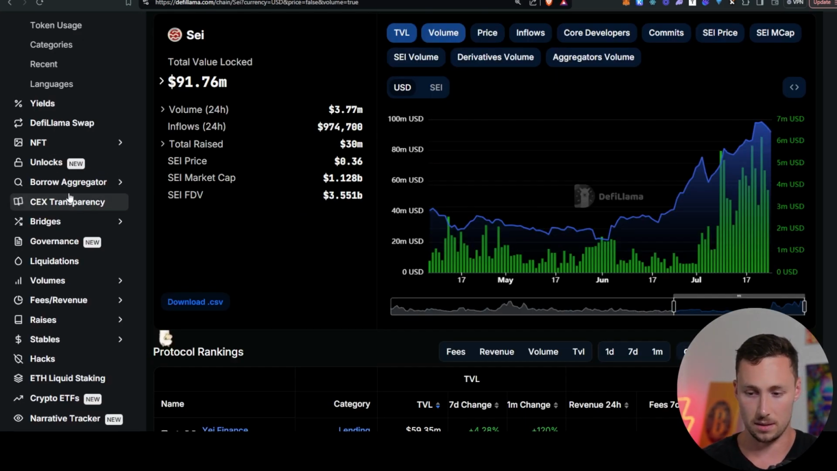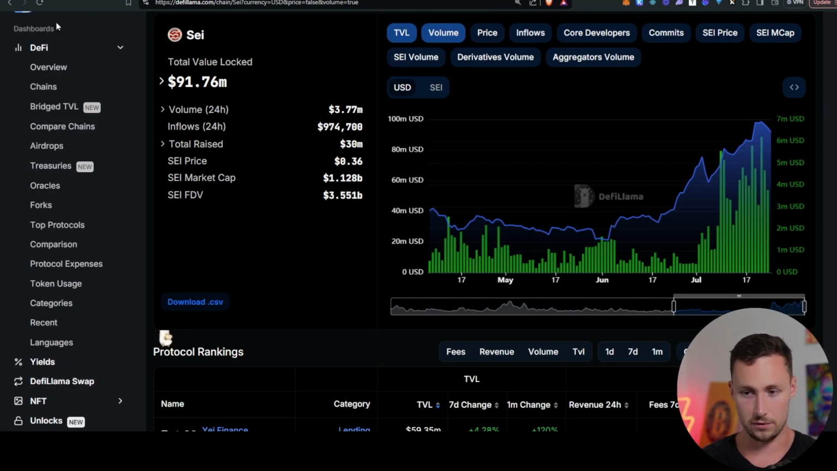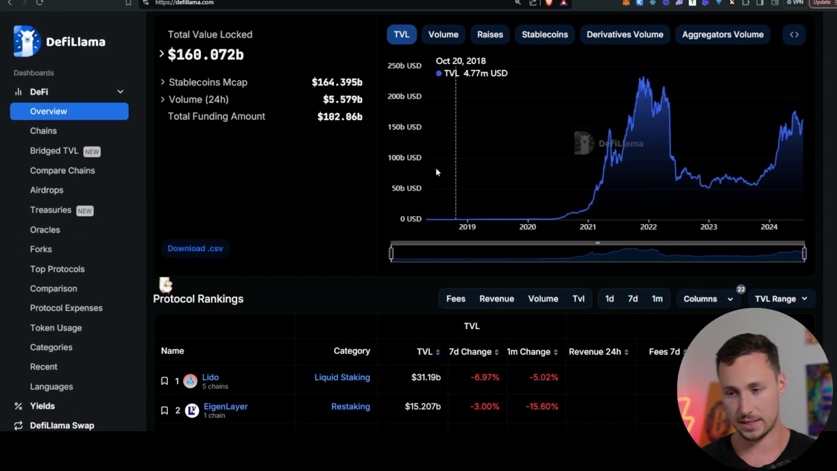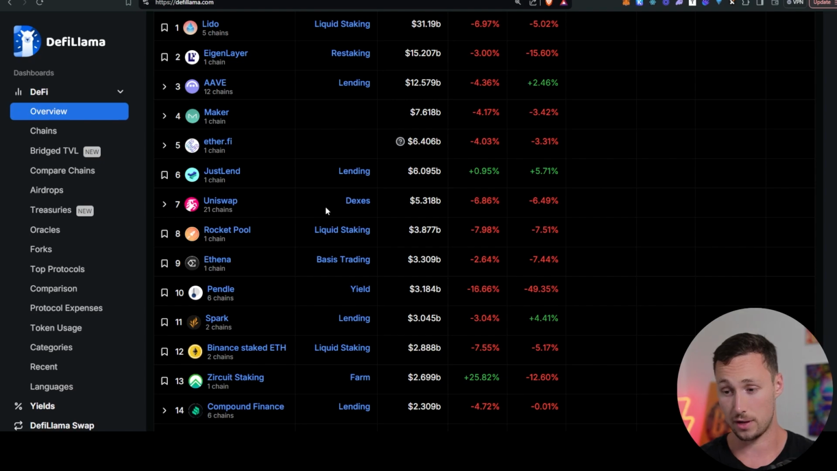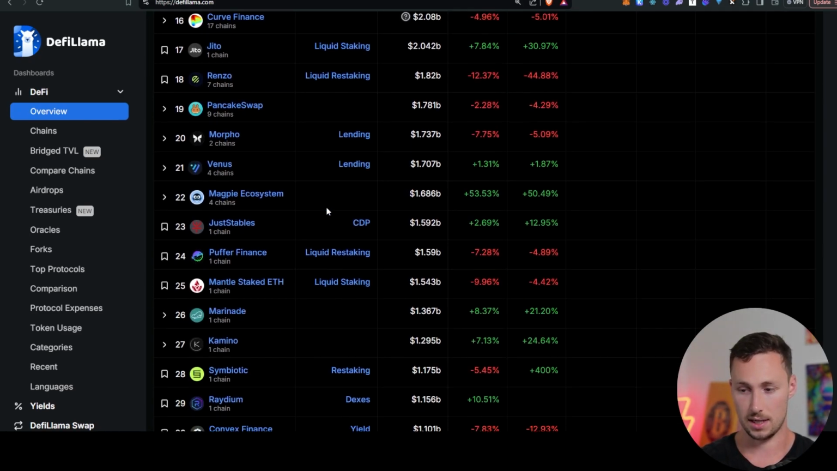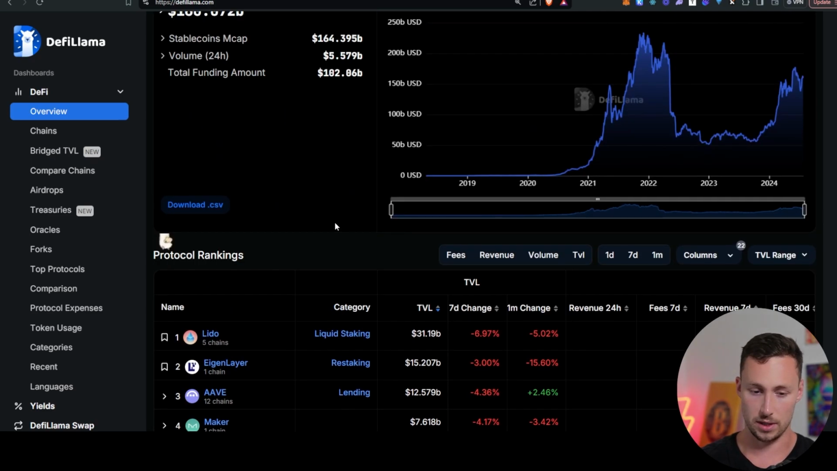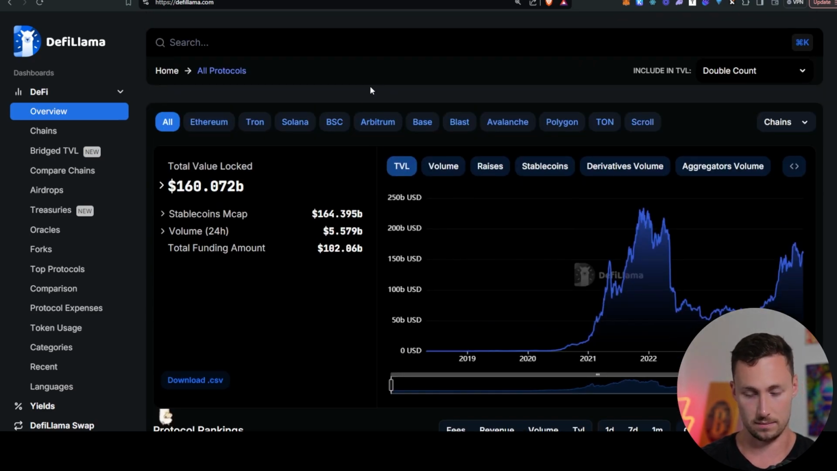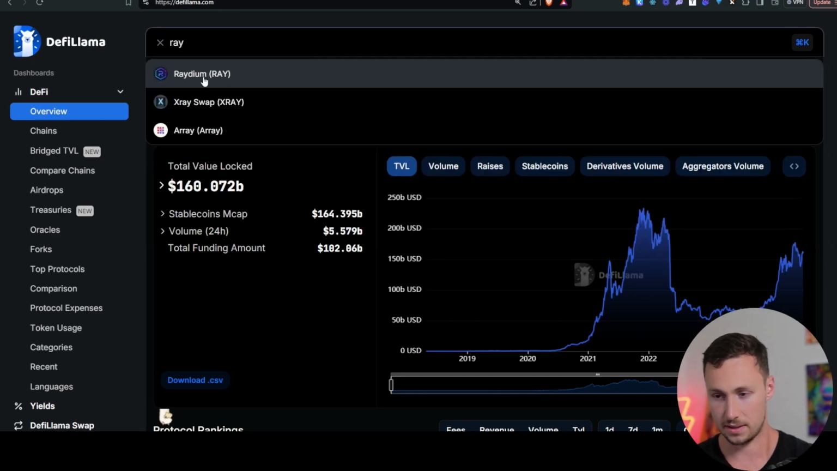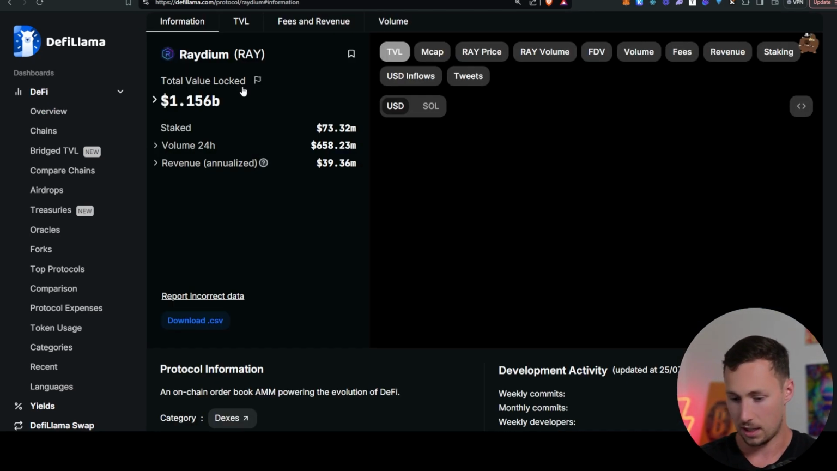All right, so let's talk about Raydium now. If you go back to DeFi Llama and go to the overview section here, this is not going to show you chains. This is going to show you specific decentralized finance applications. And so what we want to do now is we want to track the usage of the protocol in question, which is Raydium. So RAY, you can either type in the ticker or the name here.